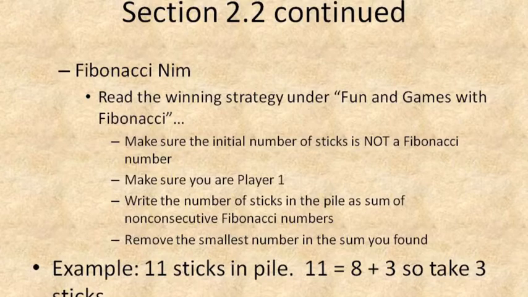For example, if the pile originally has 11 sticks, you could rewrite 11 as 8 plus 3, both Fibonacci numbers that are not next to each other. Since 3 is the smallest number in the sum, the winning strategy would have you take 3 sticks from the pile.